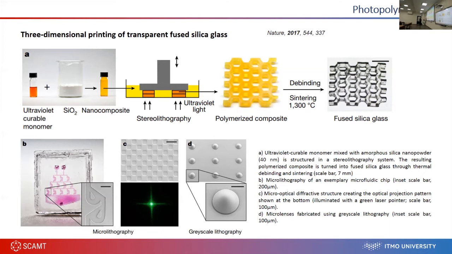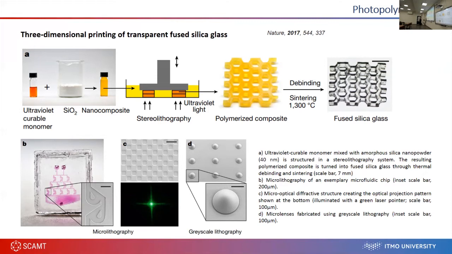And here are other structures. They made microfluidic channels, or they did a vertical structure. And here it was said that they use different intensity when they irradiate the nanocomposite with light. They use different intensity.